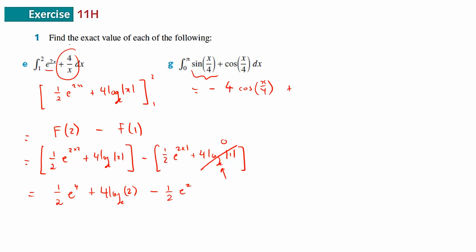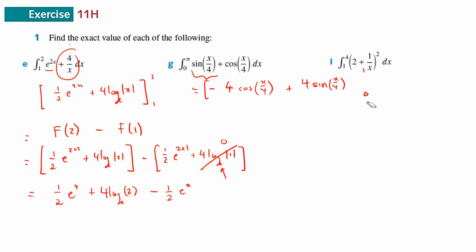And now plus the antiderivative of cos of x on 4. This one would be Jack. 4 sine x on 4. So you can see that's just 11G. I'm just anti-deriving, and then I'm using 11E to find the definite integral. Same skills over and over. This is 0 to pi, but obviously you need to know your exact values to sub in pi, sub in 0. Same skills.